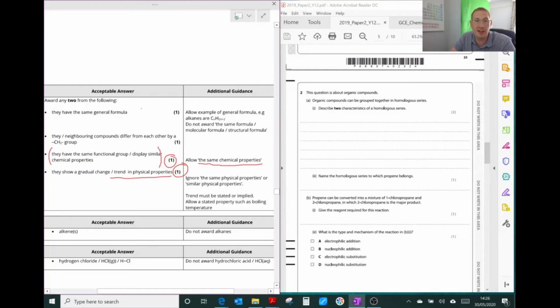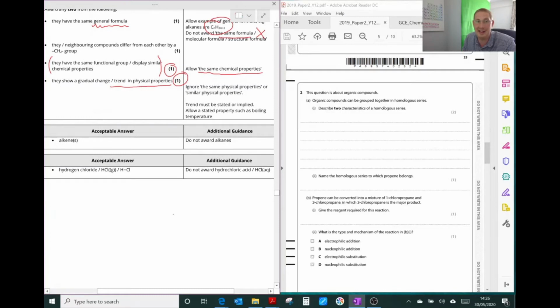You could also have had, they have the same general formula, for example, CnH2n plus 2, but do not allow the same formula. That's wrong, okay? The same general formula, for example, CnH2n plus 2 for alkanes. And you could talk about neighbouring compounds differing by a CH2 group or something like that if you wanted, but these two are the most obvious to me at any rate.